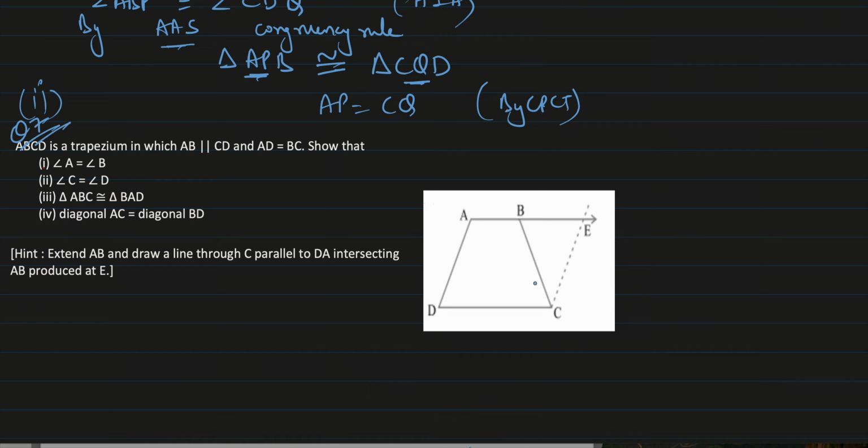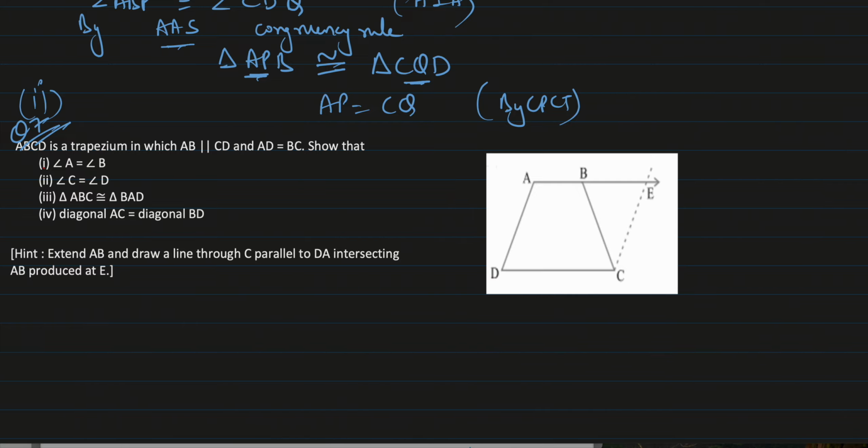Let's read it. ABCD is a trapezium in which AB is parallel to CD and AD equals BC. Show that angle A equals angle B, angle D equals angle C, and triangle ABC is congruent to triangle BAD, and then diagonal AC and diagonal BD are equal. So the figure of this question generally will be given like this only.